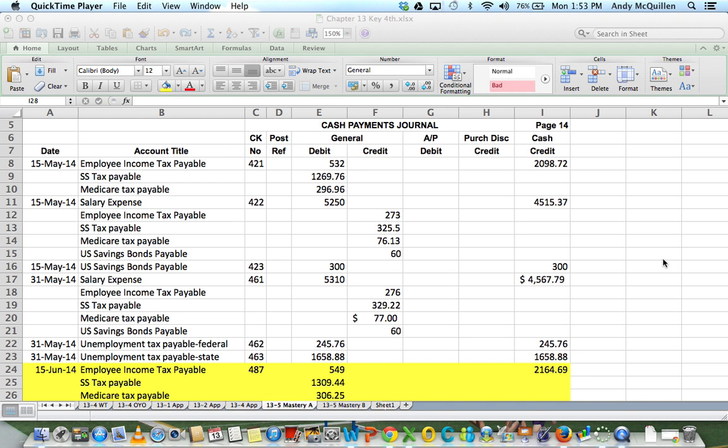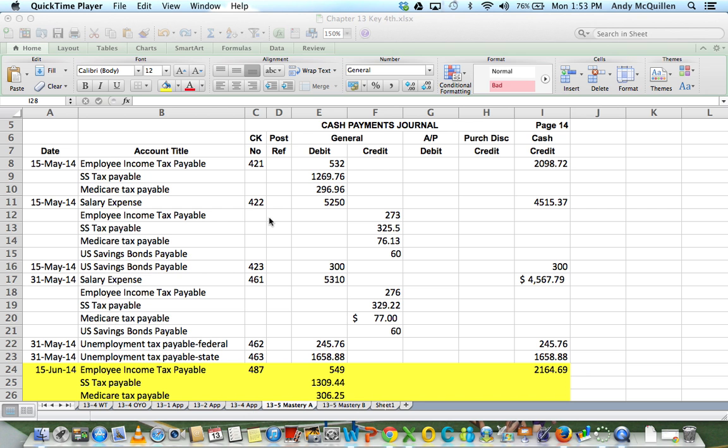The first one on May 15th is paid cash for April's payroll tax liability. Withheld taxes from April payrolls, employee income tax 532, Social Security 634.88, Medicare tax 148.48.